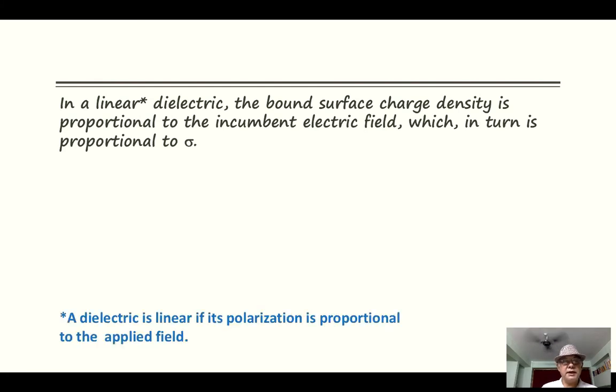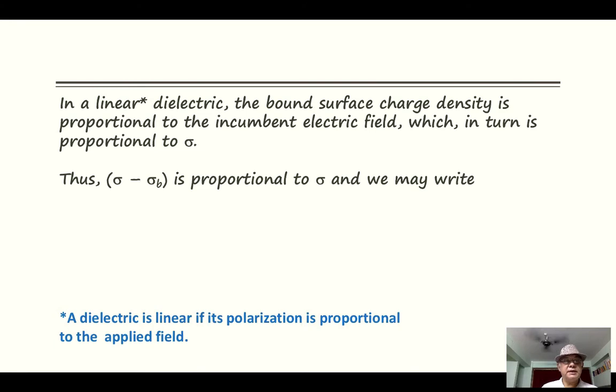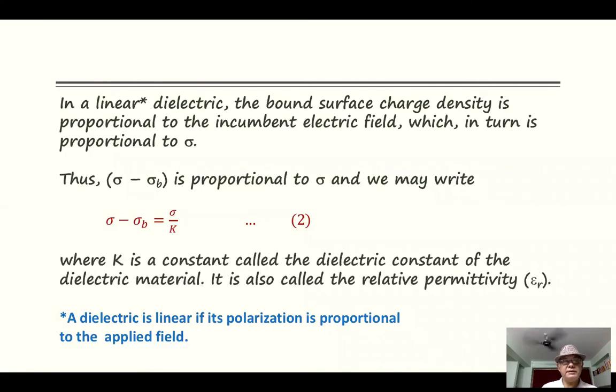A dielectric is linear if its polarization is proportional to the applied field. Thus, sigma minus sigma B is proportional to sigma, and we may write sigma minus sigma B equal to sigma by K. This is equation 2, where K is a constant called the dielectric constant of the dielectric material. It is also called the relative permittivity epsilon R.